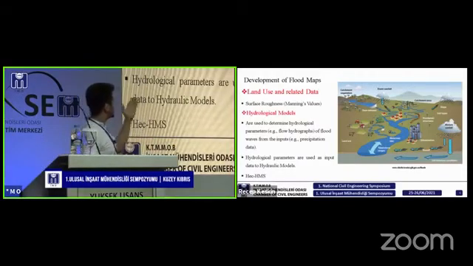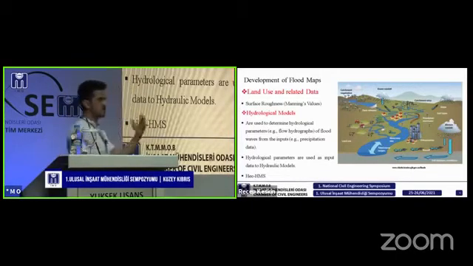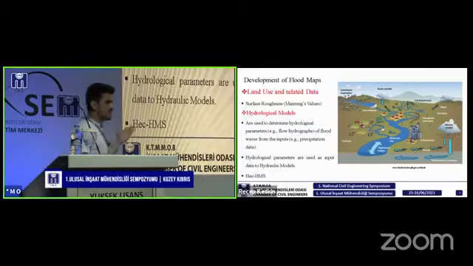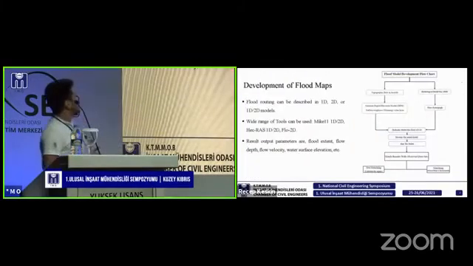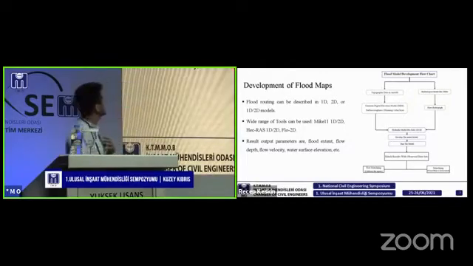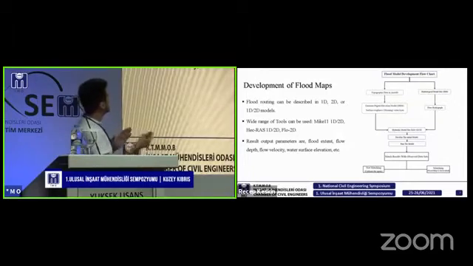The hydrological parameters that we get as flow hydrographs are put as input in our hydraulic models to give us the flood model. The software that I used for the development of that flood map is HMS. So in order to develop a flood map, the main software that I used is HEC-RAS 6.0. This HEC-RAS can be described, the flood map usually can be described in 1D, 2D, or as a combination of these two.